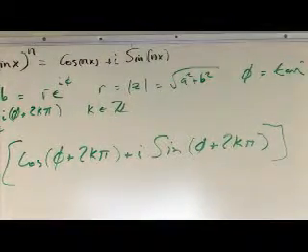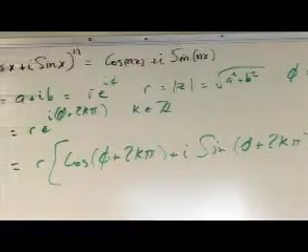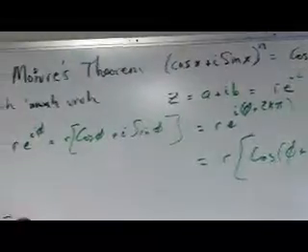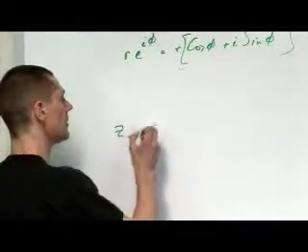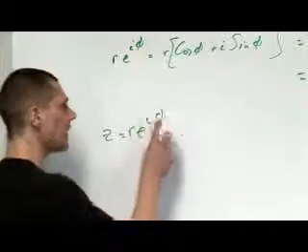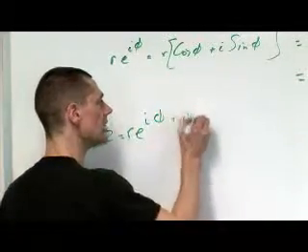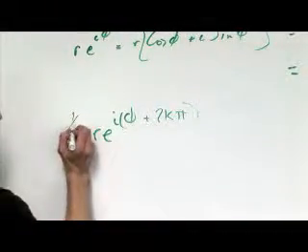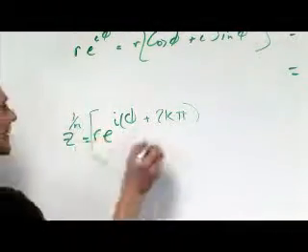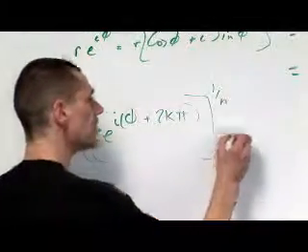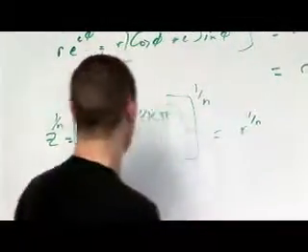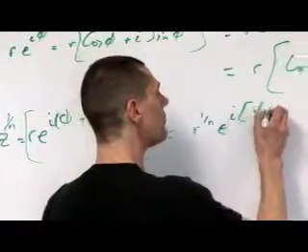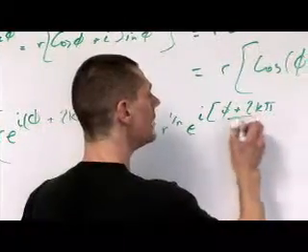And so why is this nifty? Well, in particular, if we want to take roots, suppose we have z equal to r e to the i theta, and we'll run theta as theta plus 2k pi. Suppose we want to know what the nth root of z is. Well, then that's the nth root of this. This is r to the 1 over n, and bringing this inside, this is e to the i (theta plus 2k pi) divided by n.